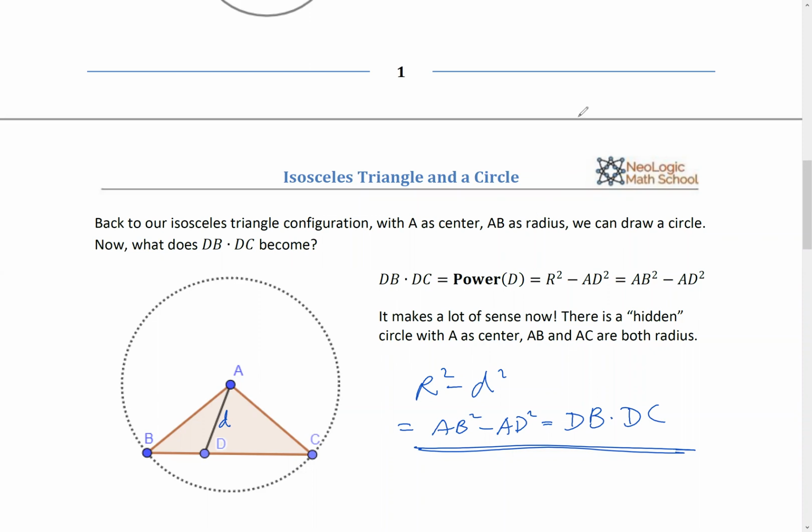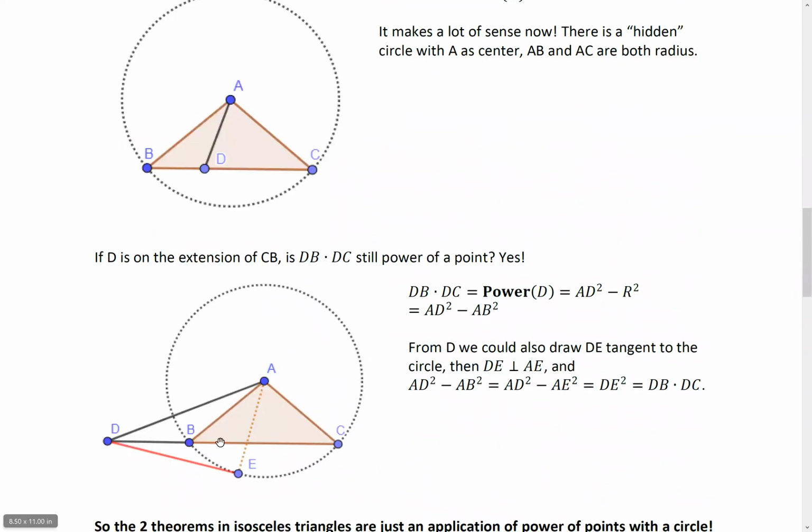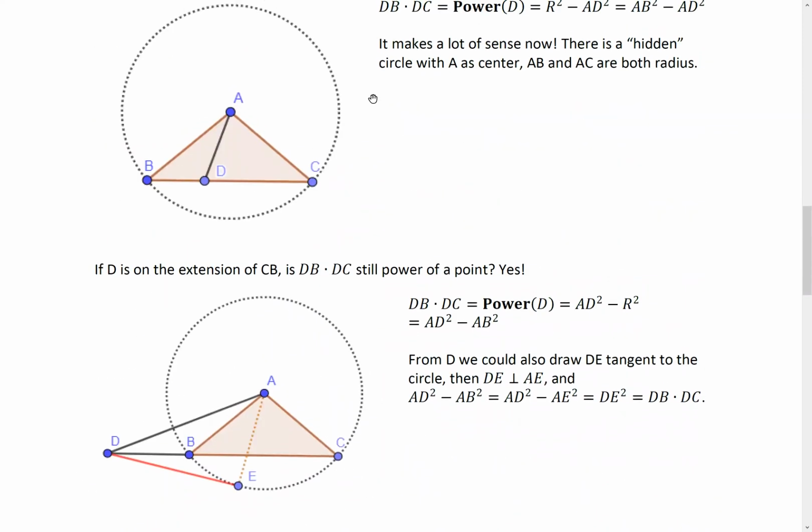Now, in the other case, if the point is on the extension of BC, not a problem. What's the power of point at point D? It's D squared minus R squared now, right? And this D is the distance from the point to the center. It's the same circle, right? Still with A as center, and this is the radius, right?